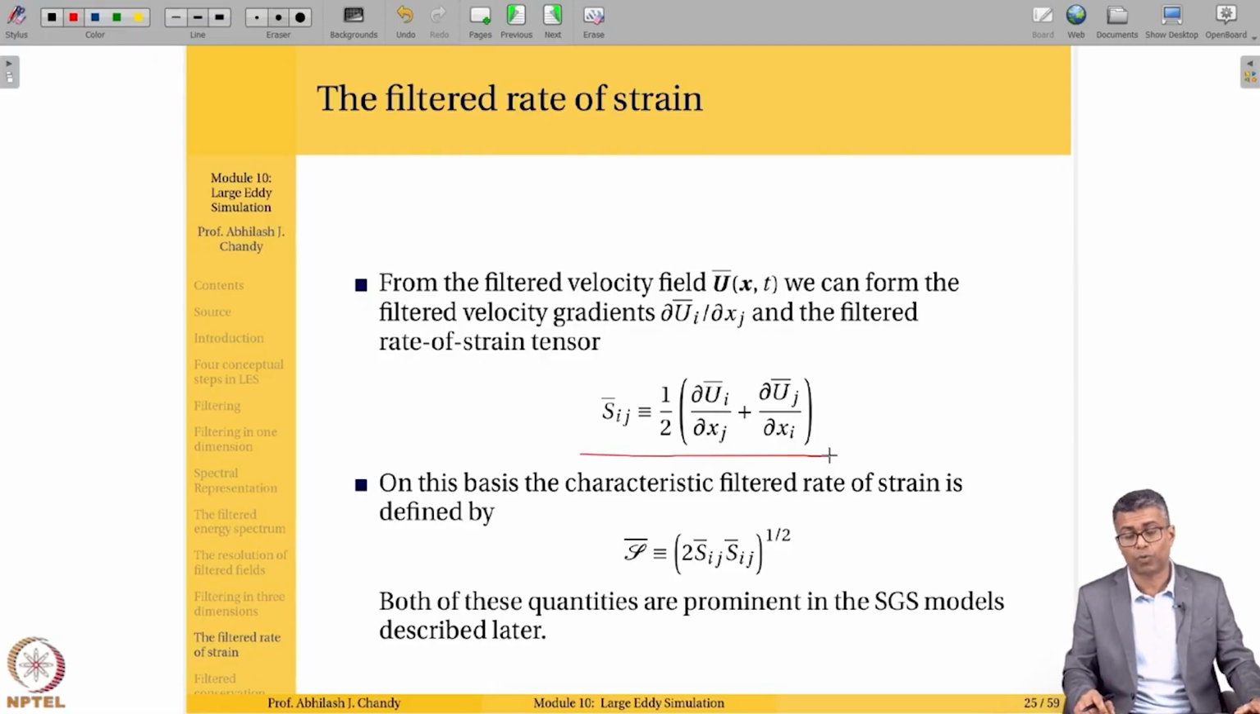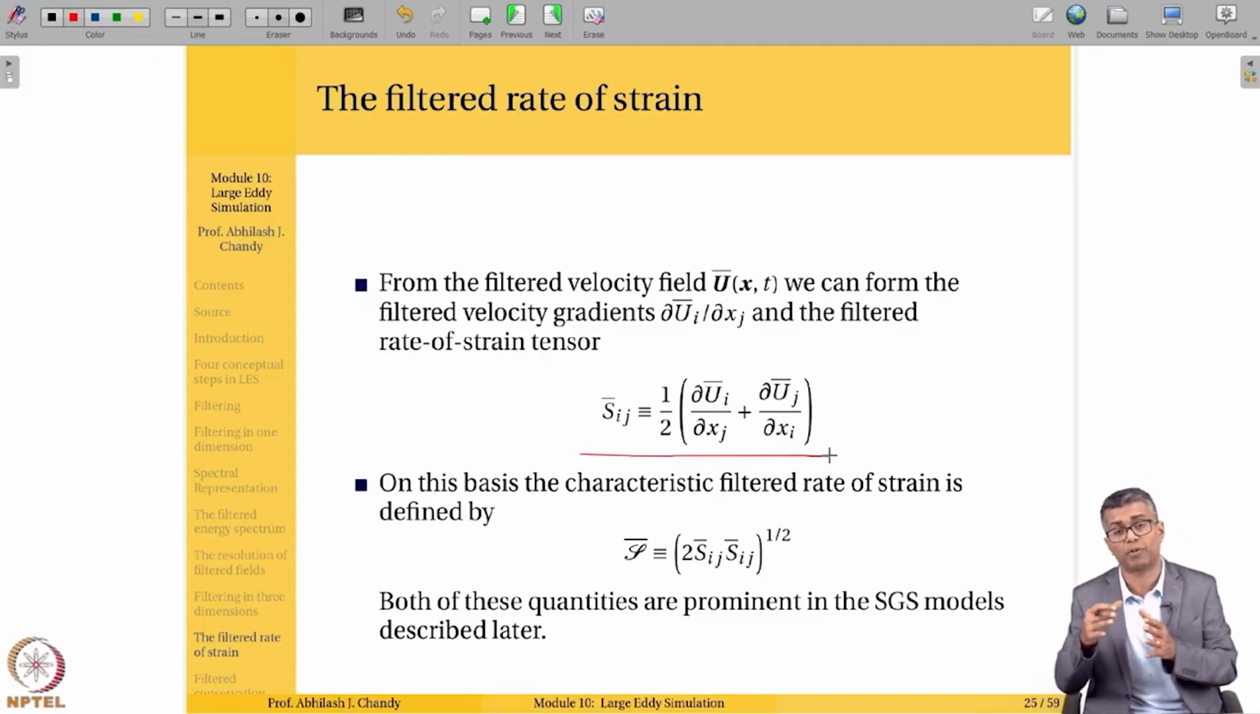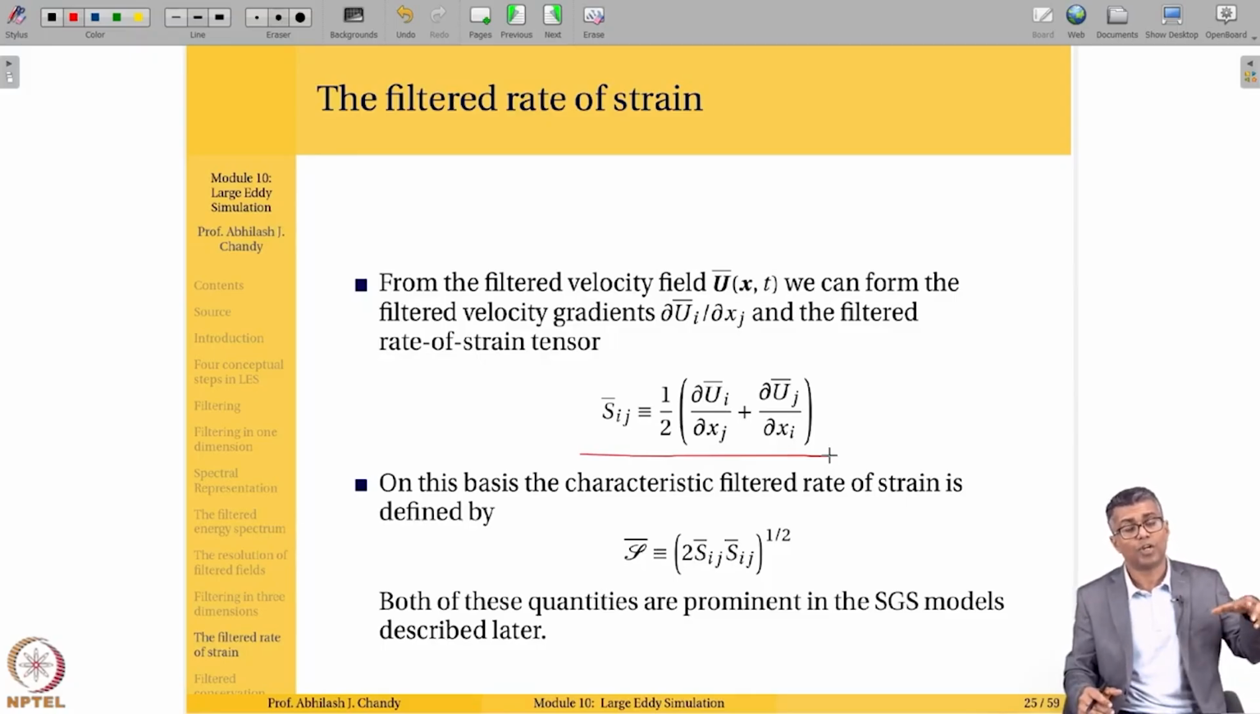Eventually, when we filter the equations, we will see that some unclosed terms come up. Those are basically the residual stress tensor. Just like you had the Reynolds stress tensor, here you will have the residual stress tensor. That residual stress tensor will have to be closed. How do you do it? You invoke Boussinesq's hypothesis again. You represent it as being proportional to the filtered strain rate. And that's the reason why we are doing this.